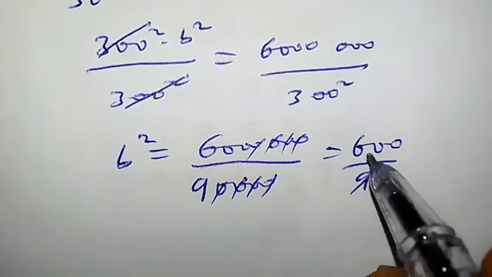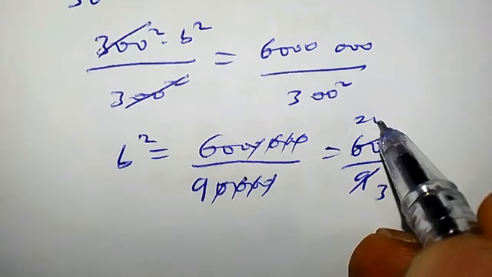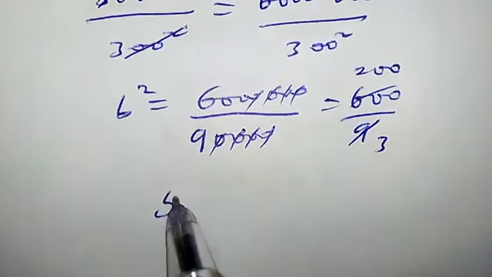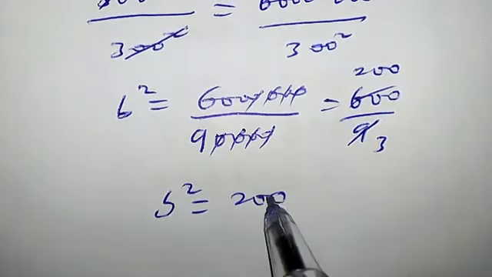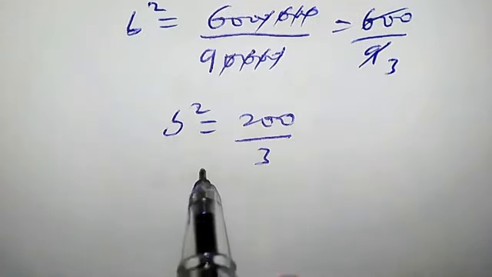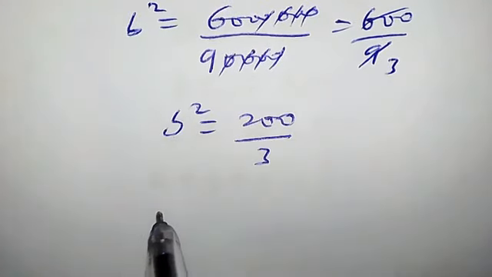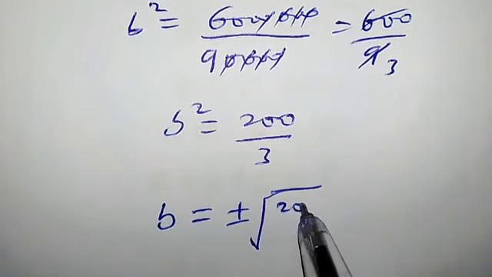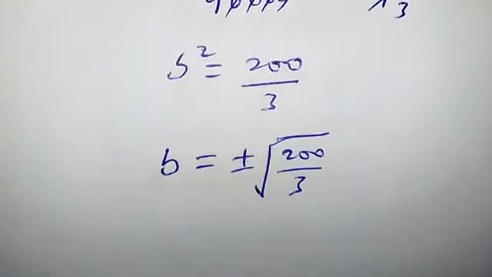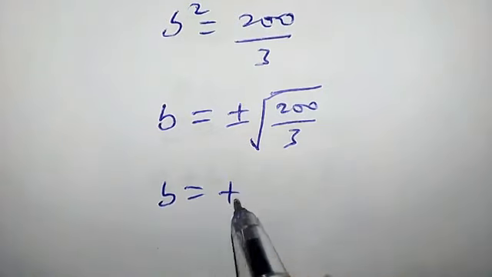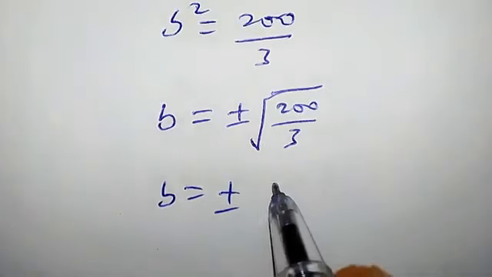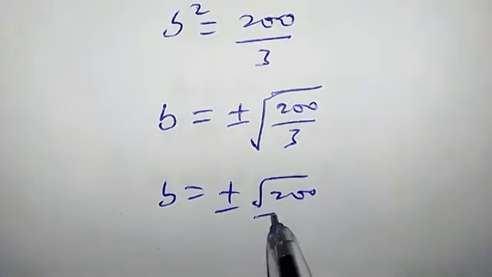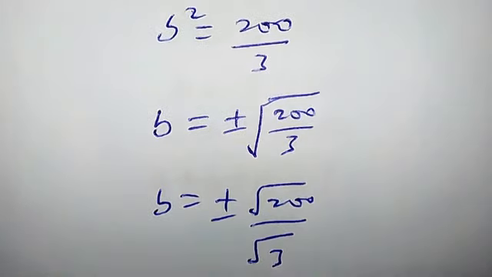3 in 9, that is 3. 3 in 600, that is 200. So we have B square equals 200 over 3. Let's take the square root of both sides. So we're going to have B equals plus or minus square root of 200 over 3. So B equals plus or minus. We can write this as square root of 200 over square root of 3.